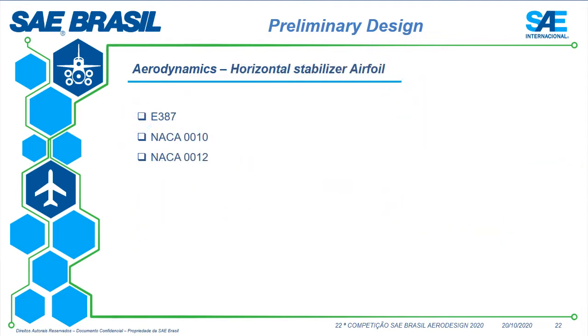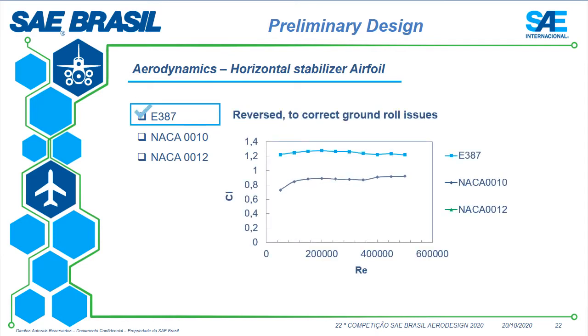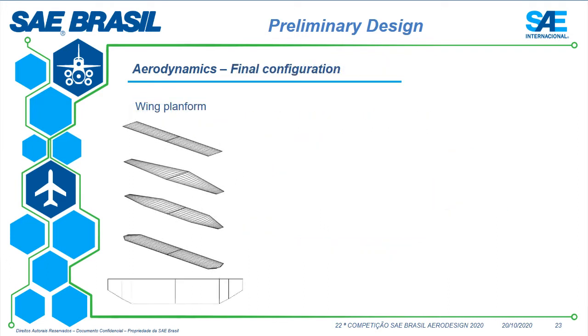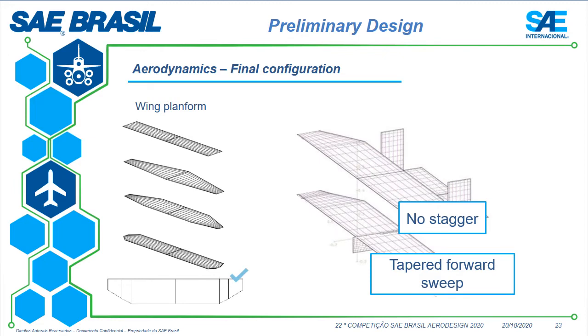Regarding the horizontal stabilizer, an Eppler 387 reverse airfoil was used to correct ground roll issues observed in last year's design. Wing planform was achieved iterating geometries until one that meets competition requirements with the best performance was found. A biplane with no stagger and a tapered forward sweep was selected.